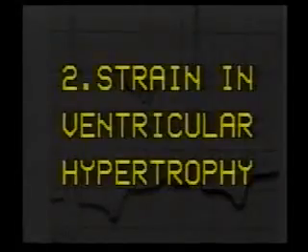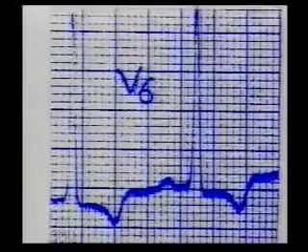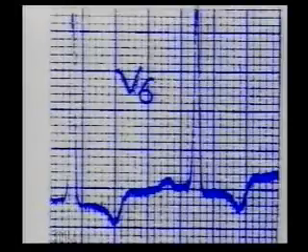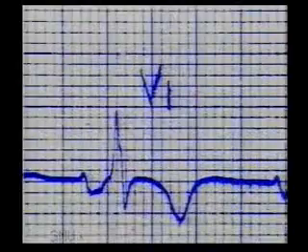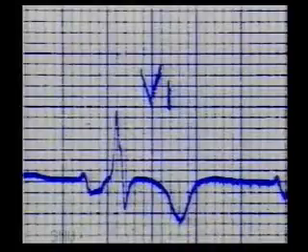Now let us see the T wave inversions in ventricular hypertrophies with strain. This is left ventricular hypertrophy with strain as seen in lead V6. Note the tall R wave of left ventricular hypertrophy. This is right ventricular hypertrophy with strain as seen in lead V1. Note the R wave in V1 suggesting right ventricular hypertrophy.